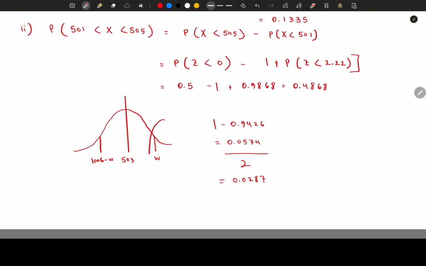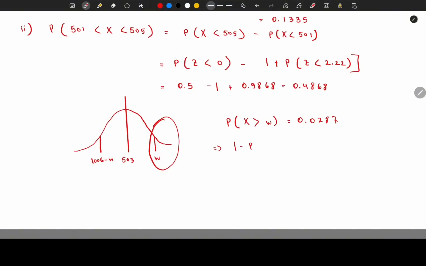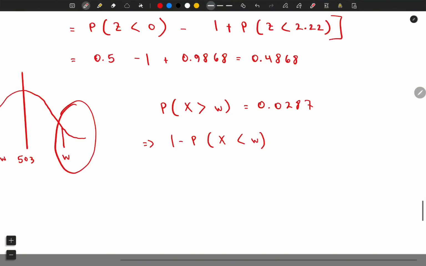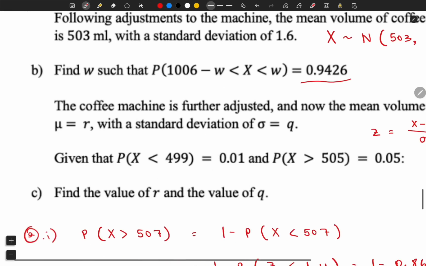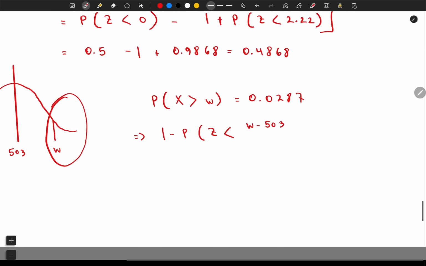So let's say that I want to work with this region. So I can say that the probability for x to be greater than W is 0.0287. Now I can write this as 1 minus probability x is less than W. So let's convert this value of x into z. So this can be written as z is less than W minus the mean. The mean value was 503. Yep, it was 503. And the standard deviation is 1.6.